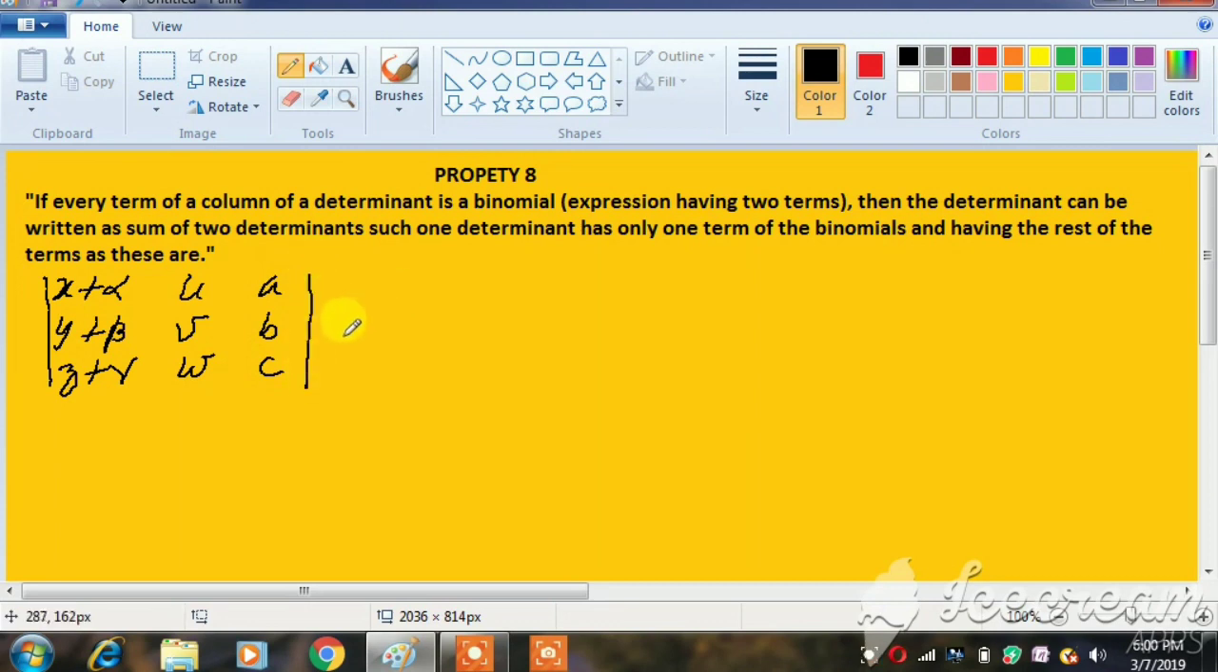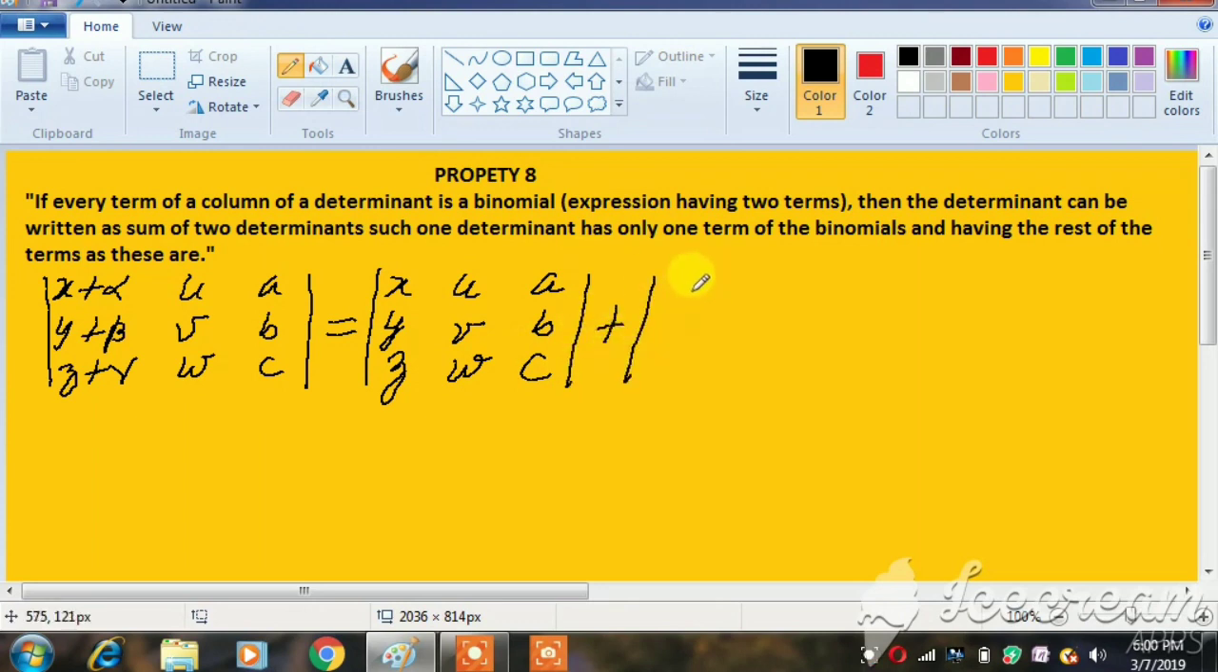So here we see every element of the column 1 is a binomial, so this determinant can be written as determinant X, Y, Z, U, V, W, A, B, C, determinant closed, plus second determinant alpha, beta, gamma, U, V, W, A, B, C, determinant closed. So this is last property of the determinants.